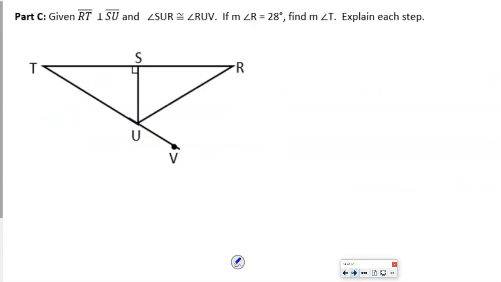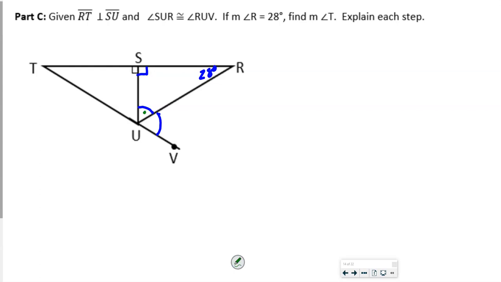The next one says, given that RT is perpendicular to SU, that means that there's also a right angle right there. It says SUR is congruent with RUV. SUR is this angle right here, and it's congruent with RUV, which is right there. So we're going to put arcs on both of those. Then it says the angle R is 28 degrees. So what I want to do is solve for this angle right here, okay?